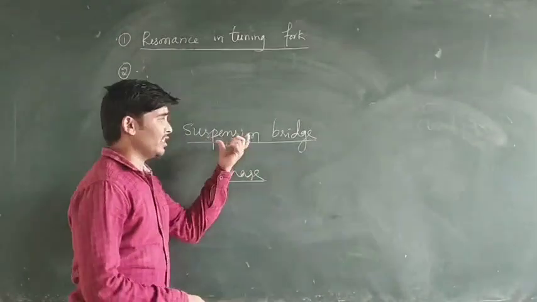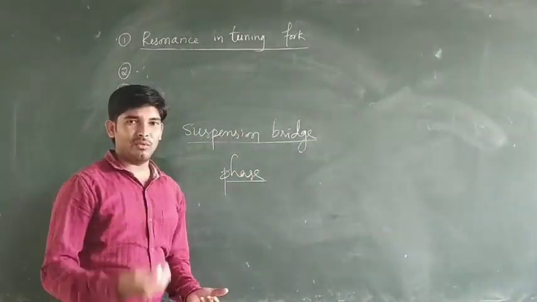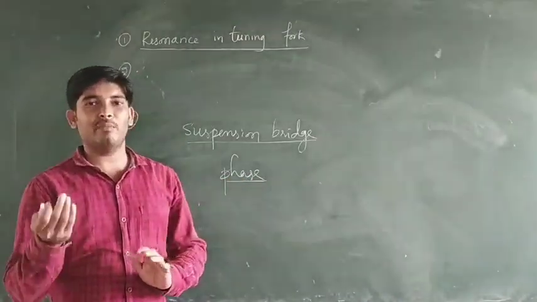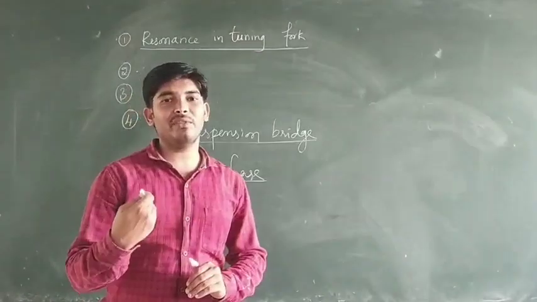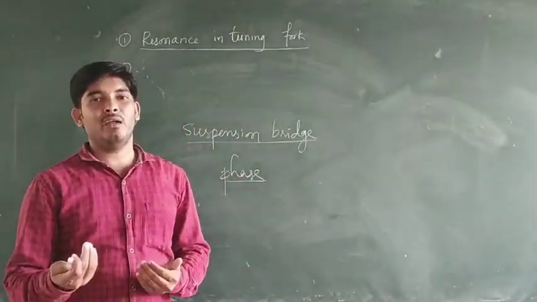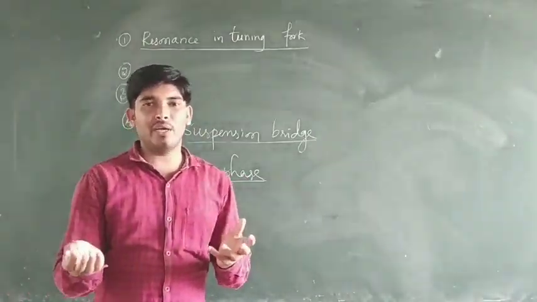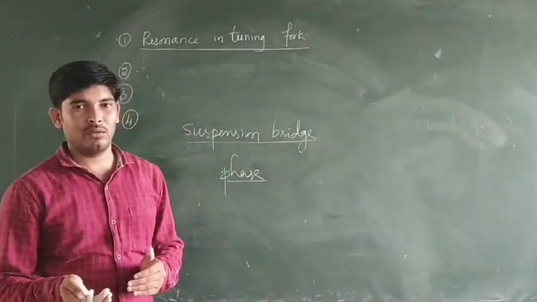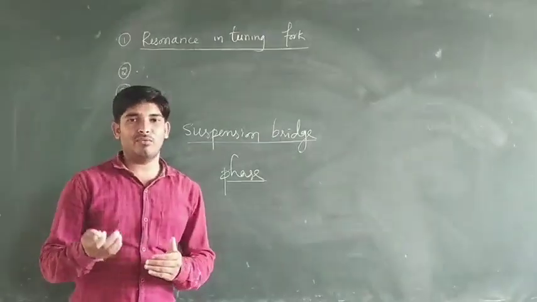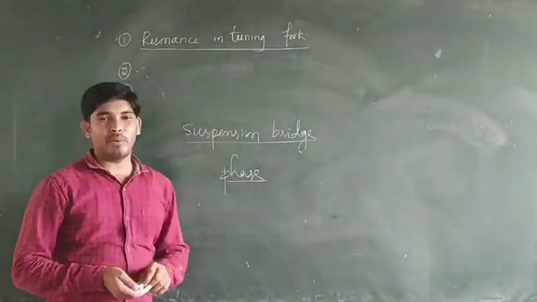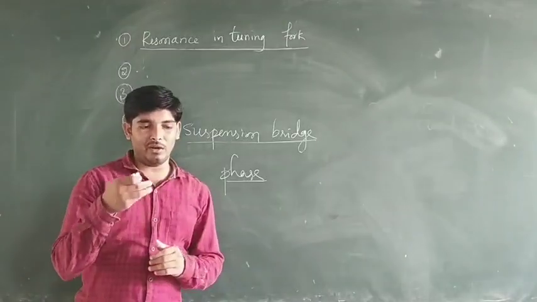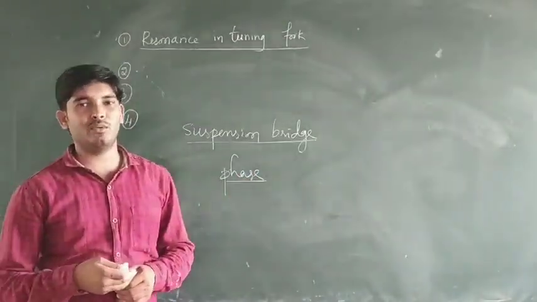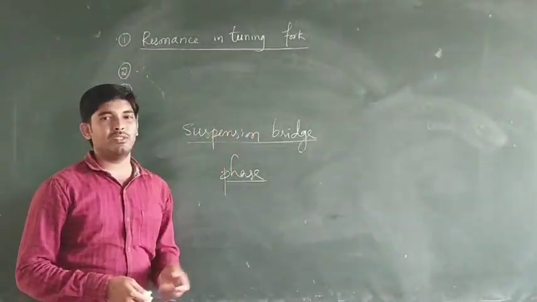So when they are crossing the suspension bridge, if their feet are in phase, then the bridge obviously vibrates with the frequency of their feet. Then it will start to vibrate with a larger amplitude due to resonance. So there is a chance of the bridge collapsing. That's why the head of the troop asks the troops to break their steps while crossing the suspension bridge.